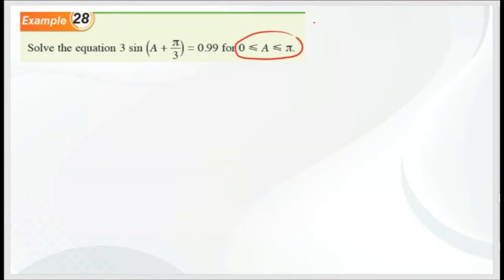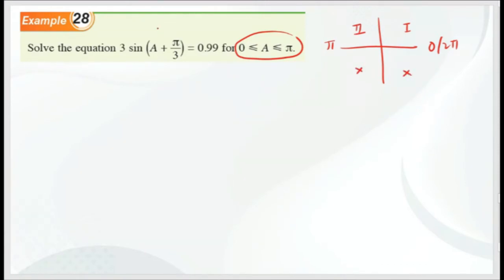The range for the angle is 0 to pi. 0, pi, 2 pi. So it's 0 to 180. So it involves the first and second quadrant only, right? So it does not involve the third and fourth quadrant.